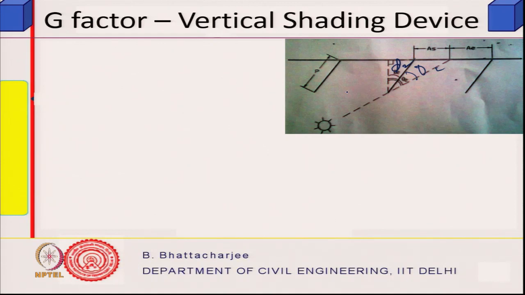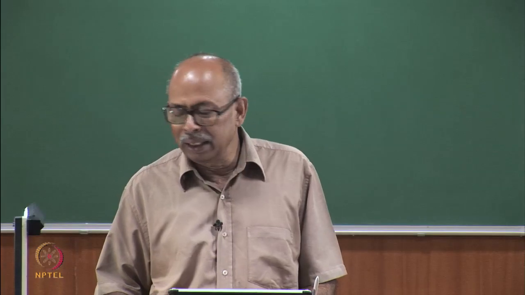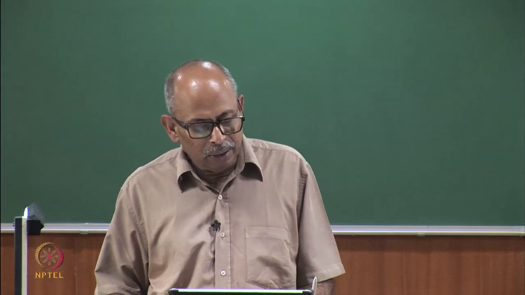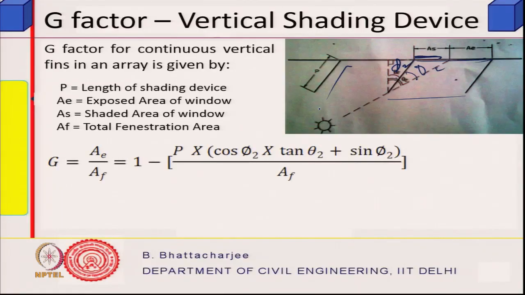Phi 2 is a permanent feature, this angle is a permanent feature, because inclination is constant, it is a passive feature. So this is phi 2, this is what we are calling theta 2, which will be equal to gamma at a particular time. This is the exposed area, this is the shaded area, and the total is of course this area. P is the length, exactly in the same manner that we have done earlier. Notations are same. The G factor we can find out, same as we have defined.